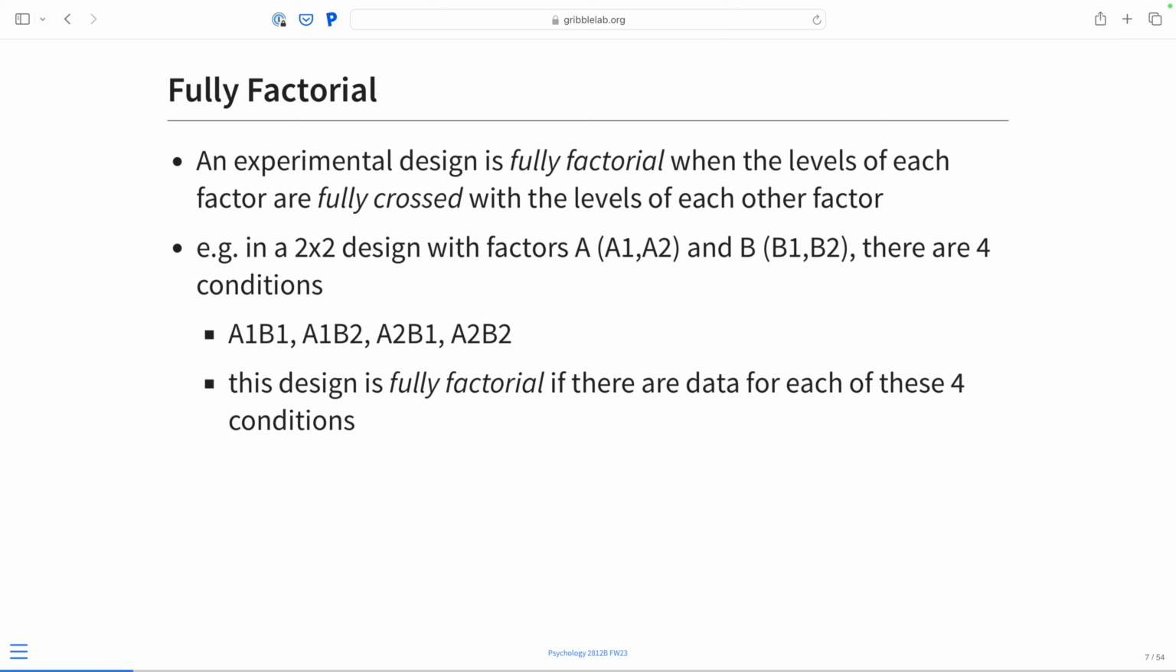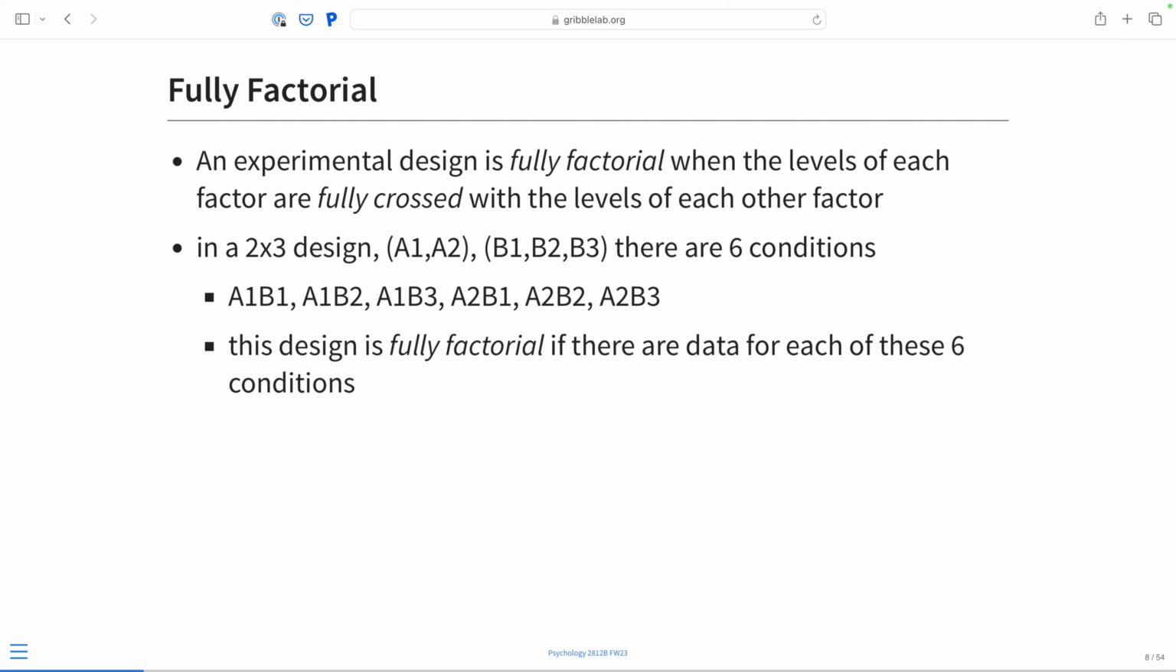So we've talked about factorial designs, and I want to talk about what the word factorial means. So an experimental design is fully factorial when the levels of each factor are fully crossed with the levels of each other factor. That means each level of one factor is tested in every level of the other factor. So in a 2x2 design with factors A and B, there are 4 conditions: A1, B1, A1, B2, A2, B1, and A2, B2. So this design is fully factorial because there are data for each of these 4 cells or conditions of this design.